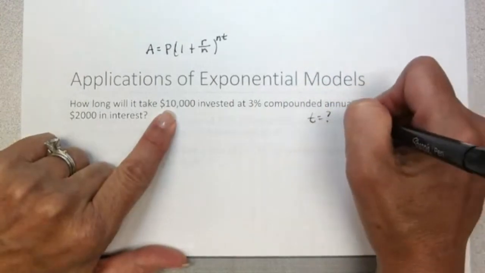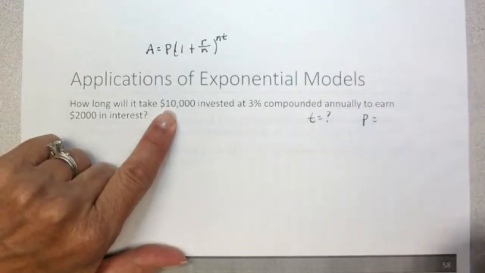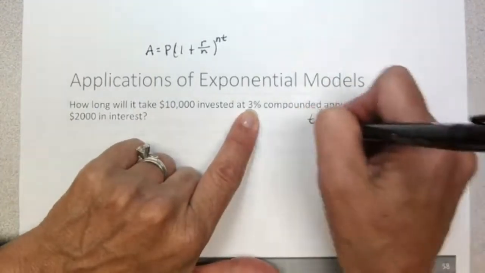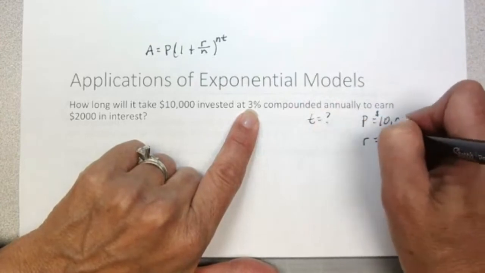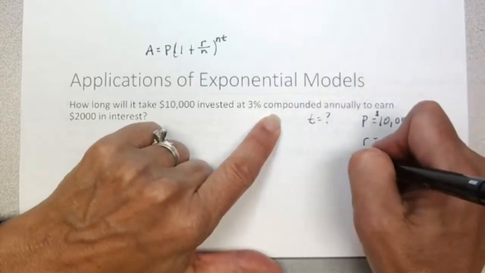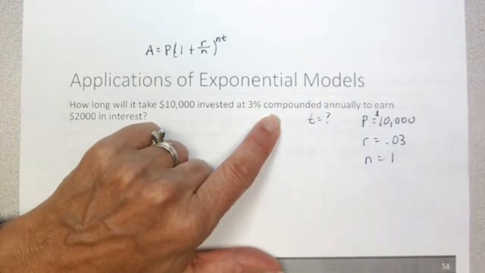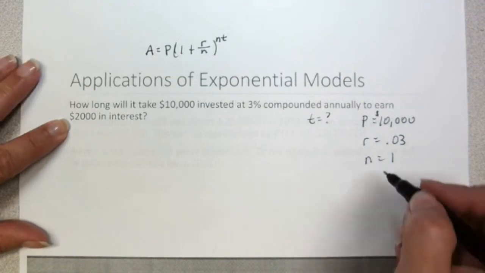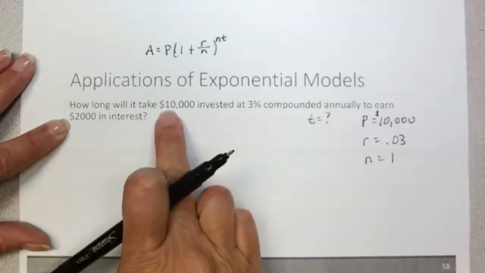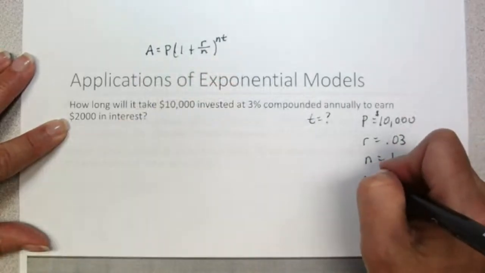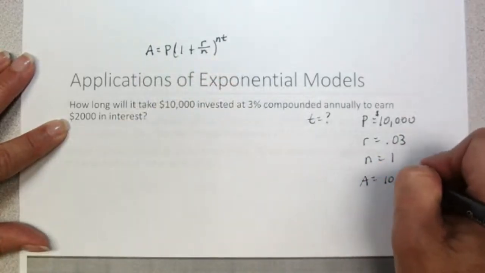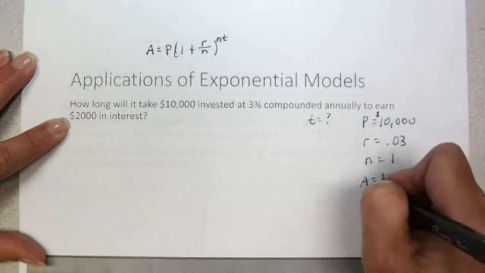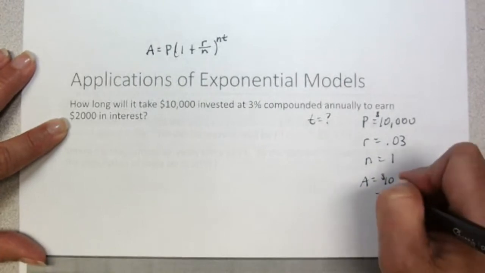Will it take $10,000 invested? Sounds like my principal amount, the amount that I'm starting with, is the $10,000. That's what I'm investing. We're investing at 3%, so that's my interest rate, 0.03. The compounding is annually, so I'm only compounding 1 time per year, so n is going to be 1. And it's earning $2,000 in interest. Well, if it's earning $2,000 in interest, the future value of my money, or my A, is going to be the $10,000 that I originally had, plus the $2,000 interest that was earned, or $12,000.